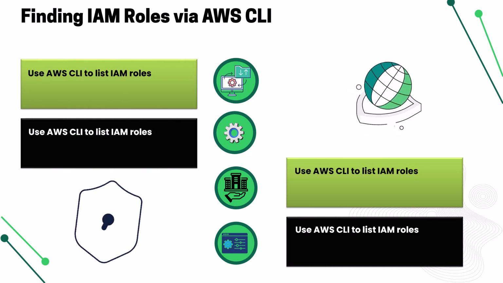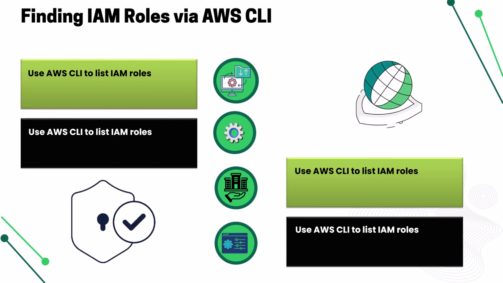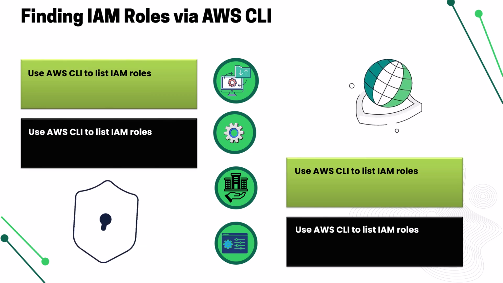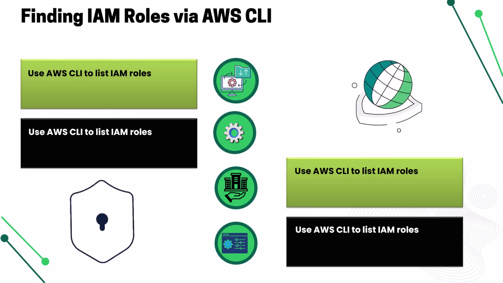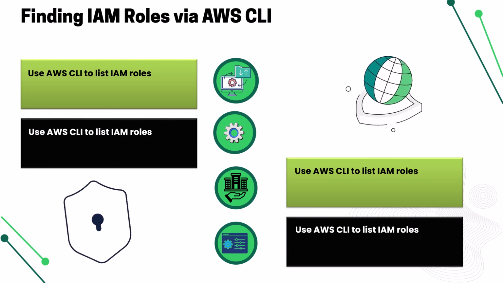Let's talk about finding IAM roles like a pro. The AWS CLI is your best friend here. First, we list the roles, then we filter them based on policies, because who likes scrolling through endless data? Once we have our short list, we retrieve their details and validate permissions to ensure we're not chasing a ghost role. Efficiency is key, and AWS CLI makes it happen.